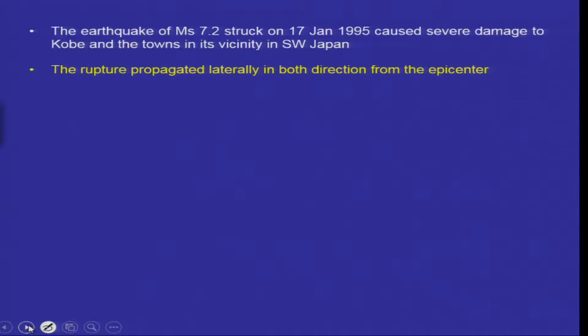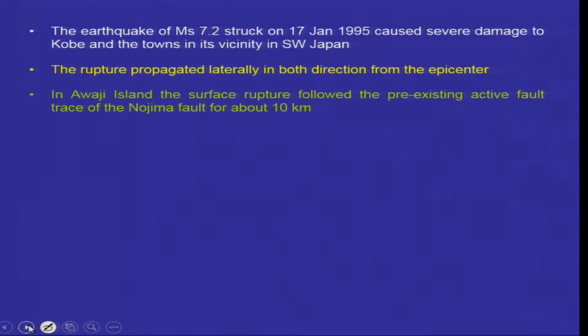The earthquake was of magnitude 7.2. It occurred on 17 January 1995 and caused severe damage to Kobe and the towns in the vicinity in southwest Japan. The rupture propagated laterally in both directions from the epicenter, as we have seen in the previous slide. The rupture was seen on Awaji Island. It was more prominent there, along the Nojima fault, and it was traced for almost 10 kilometers.